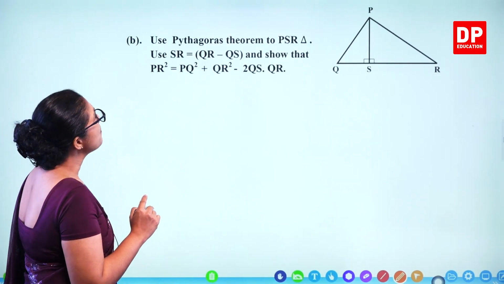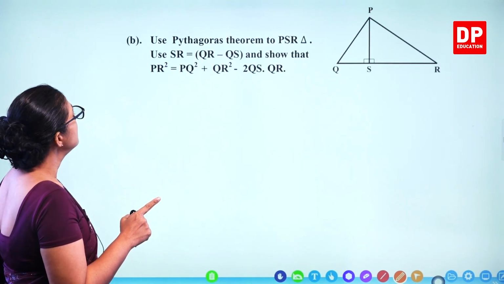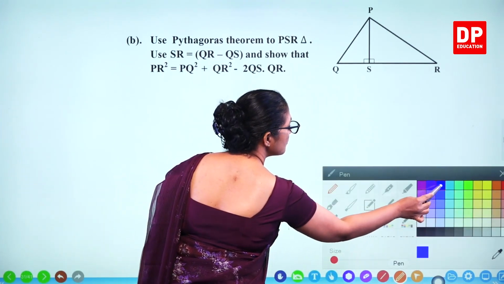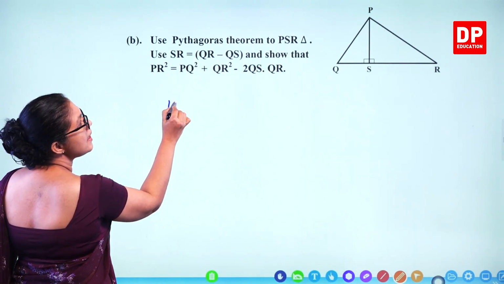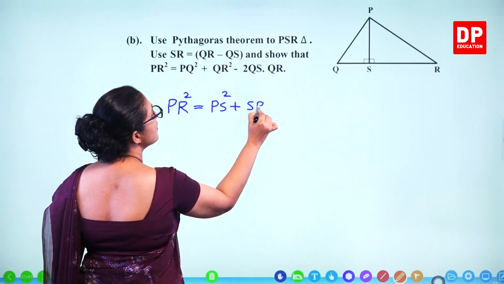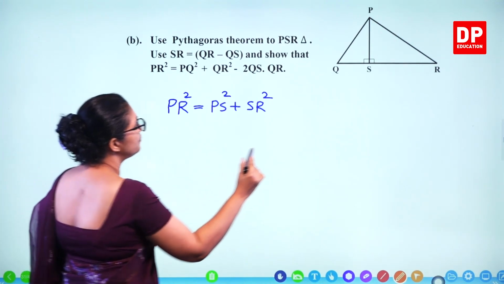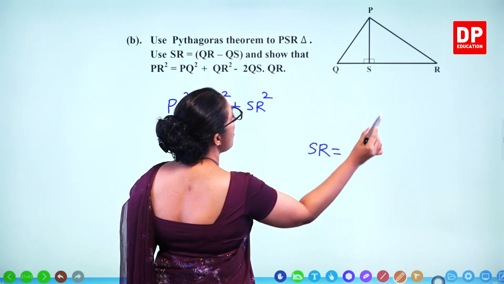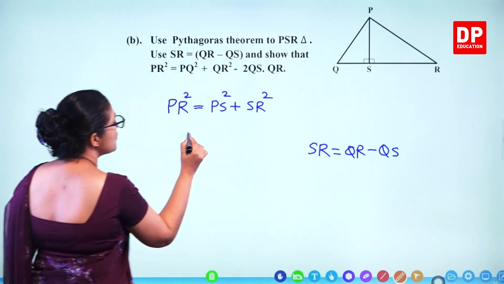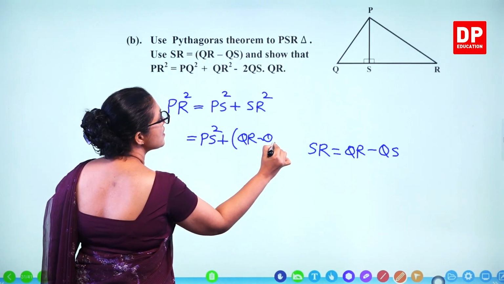Part B, use Pythagoras theorem on triangle PSR. Okay, we'll use Pythagoras theorem. Then PR squared is equal to PS squared plus SR squared. That's Pythagoras theorem. Then it says SR is equal to QR minus QS. So we'll substitute for SR: PS squared plus (QR minus QS) squared.